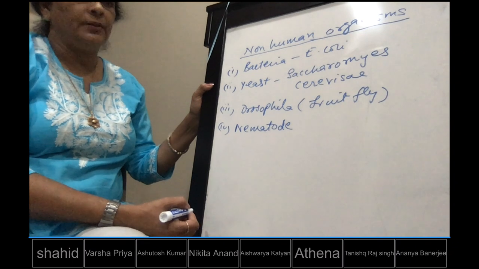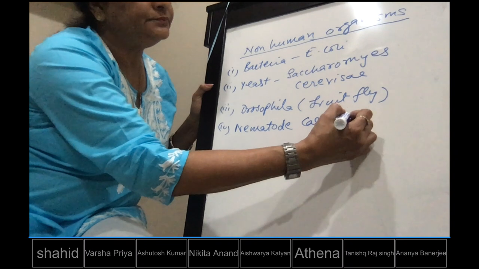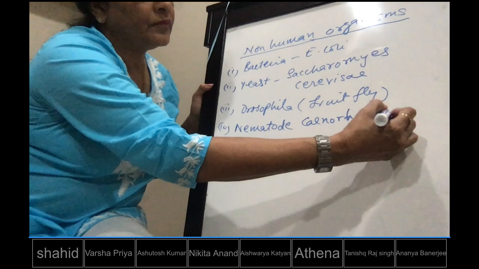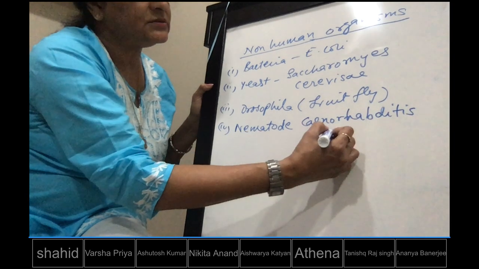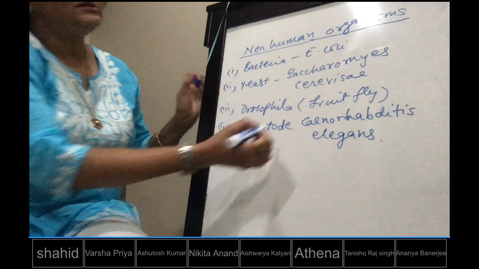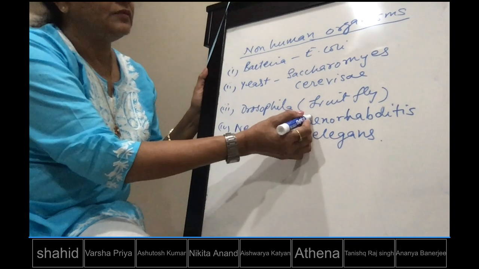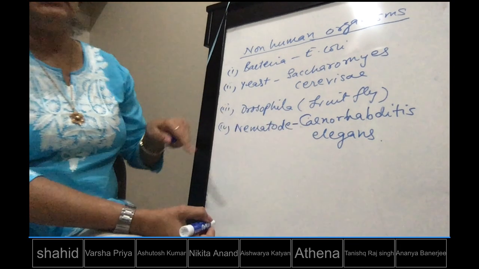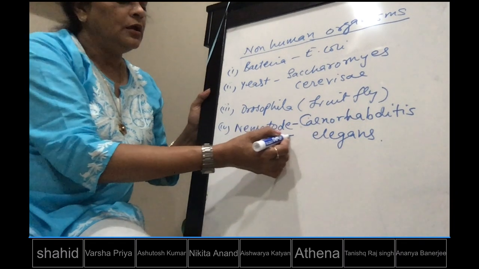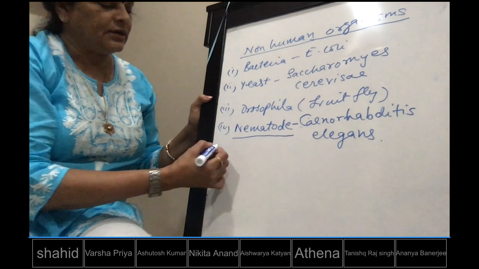So the non-pathogenic nematode was Caenorhabditis elegans. C will be capital, okay? Because it's the name of the genus and elegans is the name of the species. So Caenorhabditis elegans, this is the non-pathogenic nematode. Its genome was also studied.